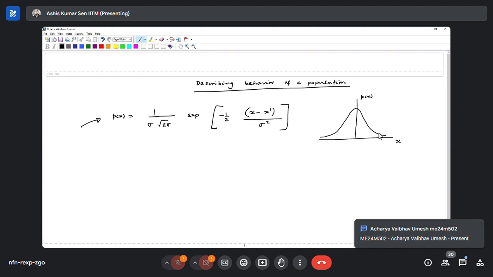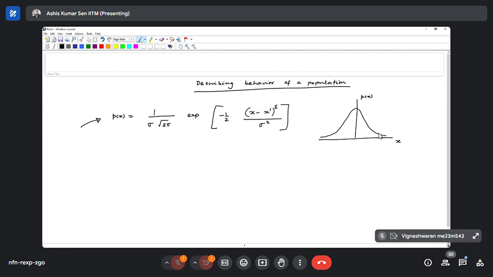What is a population? So it should be (x minus x dash) square, if I'm not wrong. Which one? Right? Yes, correct. X minus. Yeah, you are correct.